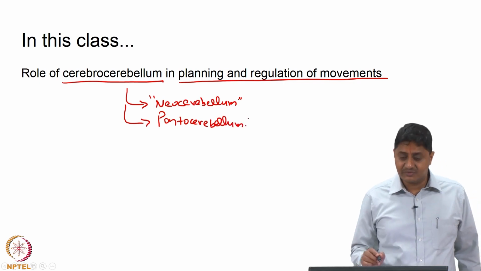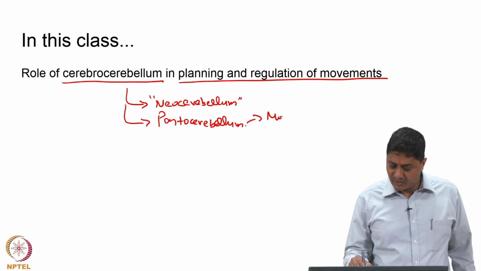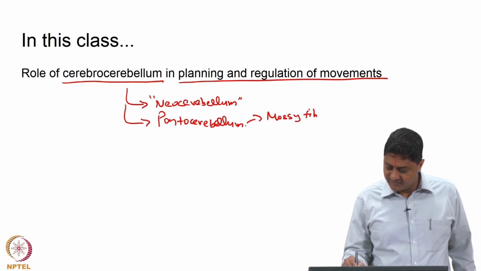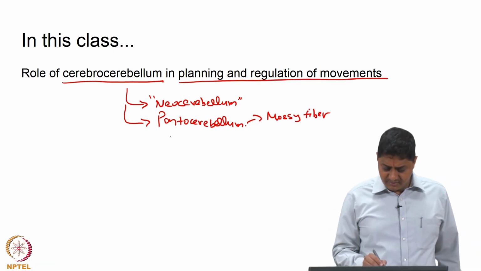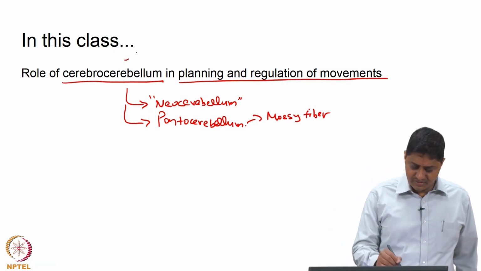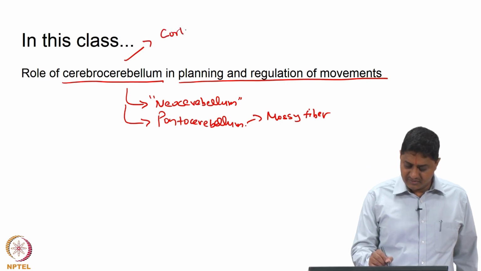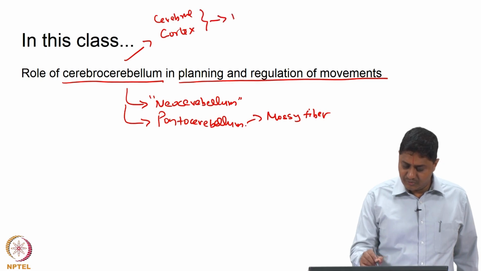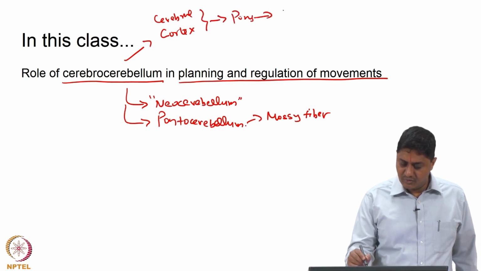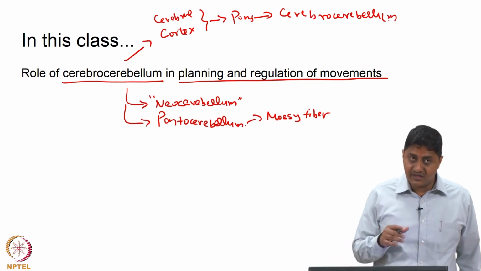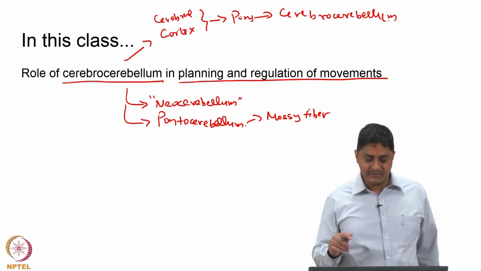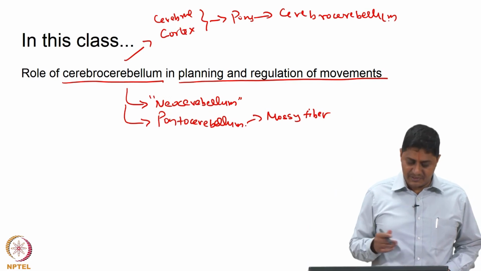So, the inputs it receives from the pons are the mossy fibers, is it not? Mossy fiber input from pons. Where does pons receive its input from? Obviously, it is receiving inputs. This is because of the cerebral cortex: cerebral cortex to pons to cerebrocerebellum. So, those areas of pons that project to the cerebrocerebellum receive inputs from the cerebral cortex.